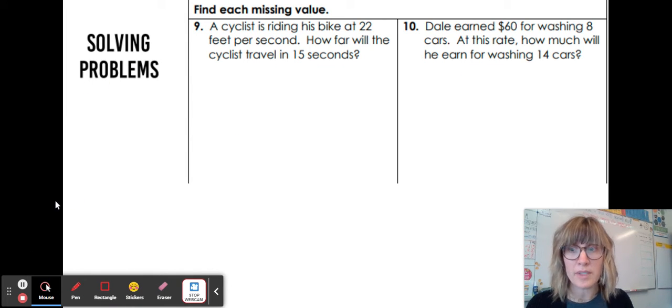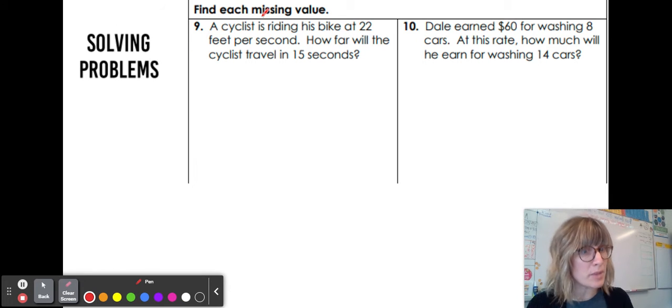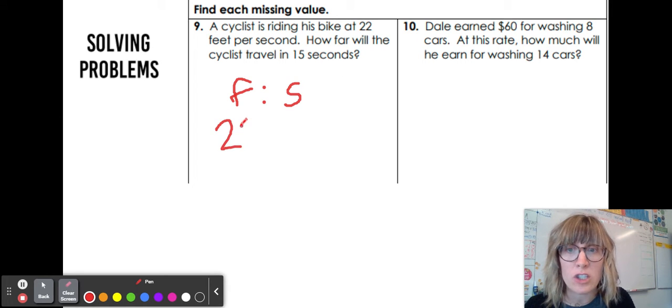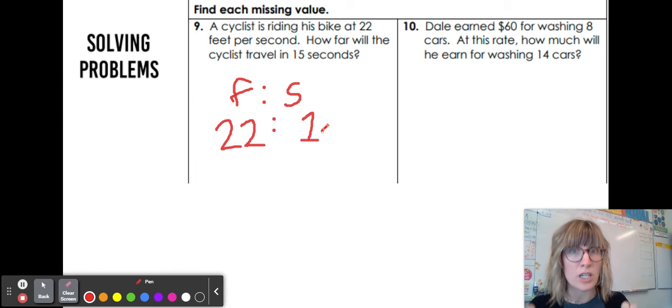So here in the solving problems section, you can see that we are still going to be solving a mystery, right? We're given some information but need to find other. So we have a cyclist riding his bike at 22 feet per second. Okay, so we have feet per second. I'm just doing the first letter for time. So feet to second. We know that he's traveling 22 feet per 1 second. So we have a 22 to 1 ratio.